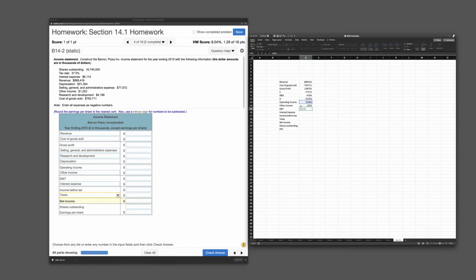Now we want to include our other income. So other income, about just over 1,000. That's going to be a positive number, right? So we're adding that to our income. So now we have our earnings before interest and tax. So we need to figure out our interest. I believe they give us that number. So interest expense, again, just a reminder, it is negative.